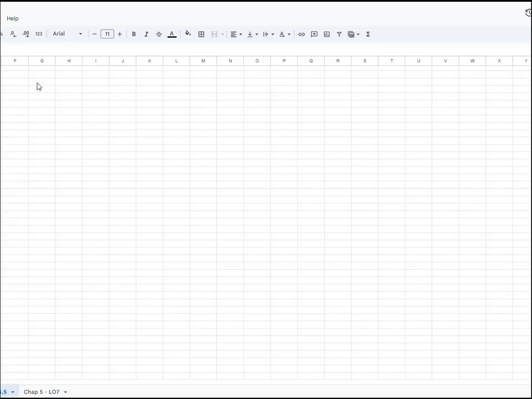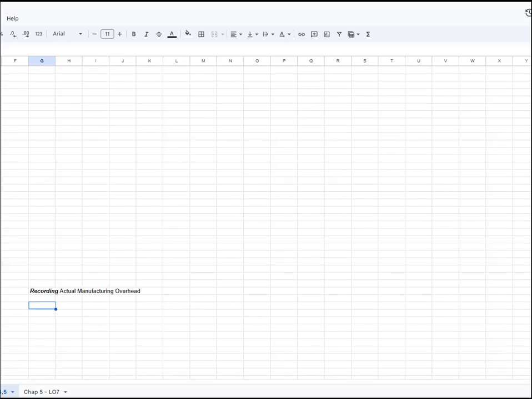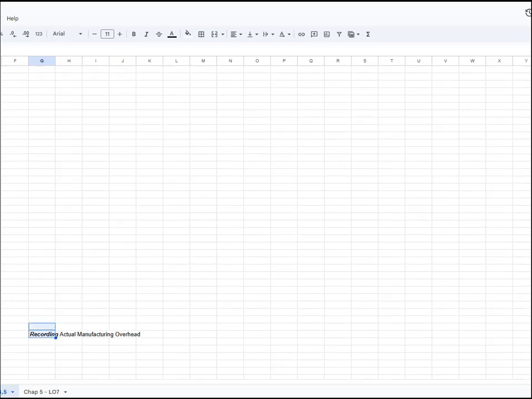All right, so when we are recording actual manufacturing overhead, let's first look at the cost and purchases of our actual materials purchased. So first off, we're going to have purchasing materials. So how does it get into raw materials? That would be a debit to the raw materials inventory, and that would be a credit to either cash or accounts payable. And that is to record for the flow of direct materials purchase.